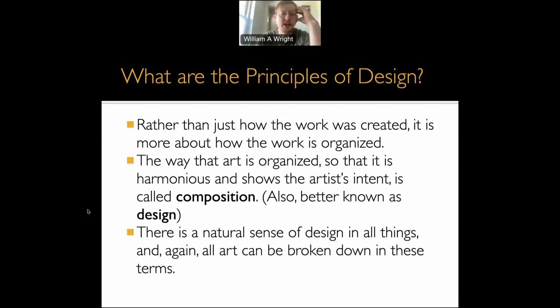There is a natural sense of design in all things, natural or man-made. And again, all art can be broken down in these terms. The one difference is that anything that exists as a set of objects can be considered design oriented, or the composition of it can be considered, versus the elements, which are things that we have to actually use. But still, at the end of the day, if you make art, you have definitely used the principles of design. That's the way it works.